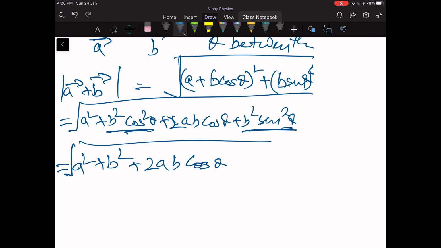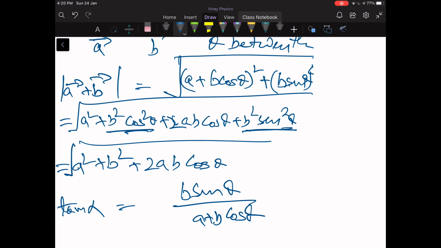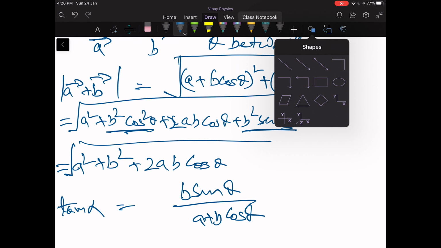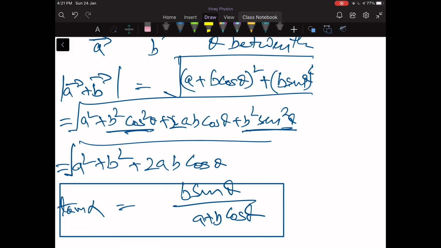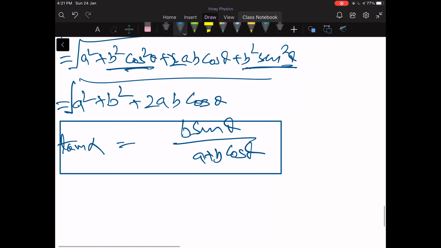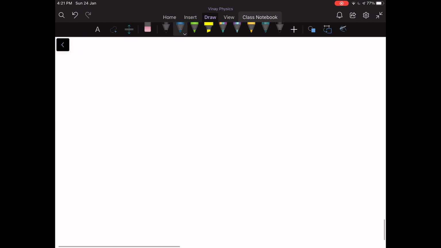Similarly, we can work out the angle: tan alpha of the resultant vector will be B sin theta upon A plus B cos theta. Now, this is the angle because we assumed vector A to be along the x axis. This is essentially the angle from the first vector, because if you change that, it will also change. So now we have figured this out.